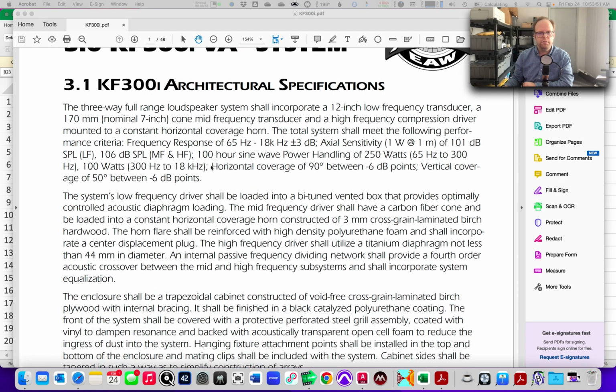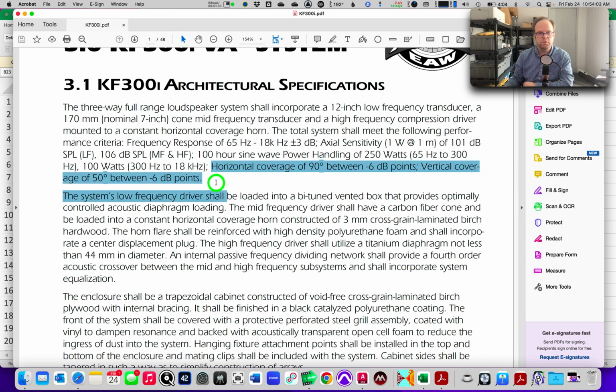And here on the main page, it's got some specifications that are important to us, mainly here where it says horizontal coverage of 90 degrees between 6 dB down points, vertical coverage of 50 degrees between 6 dB down points. So that's what it's specified as, but what frequency is that? Because it's not every frequency.